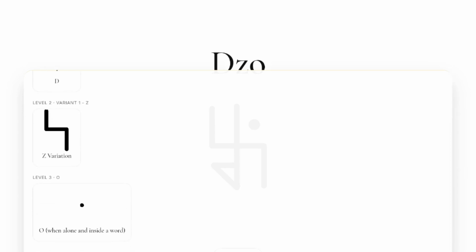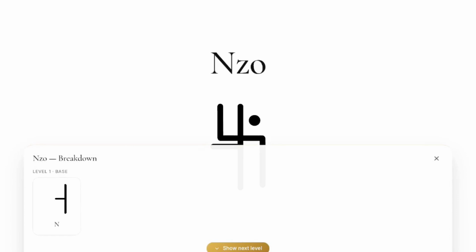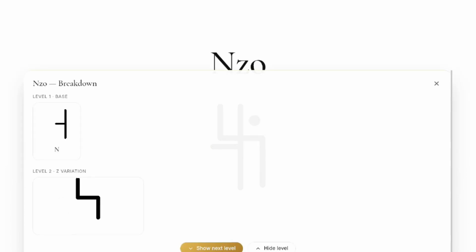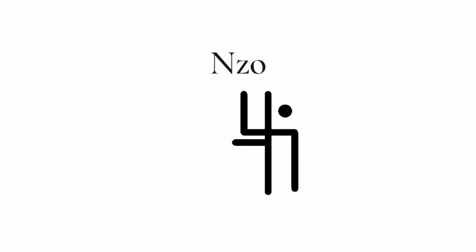Now let's move on to the next sound, NZO. Why don't we look at the character breakdown? We have the base character of N, we have the variant of Z, and then we have O. And that is how we get the sound NZO.